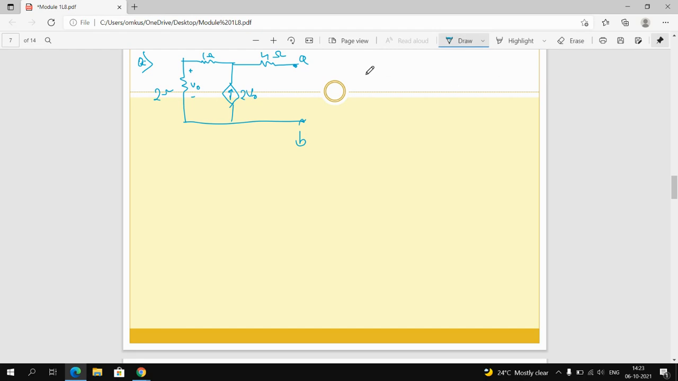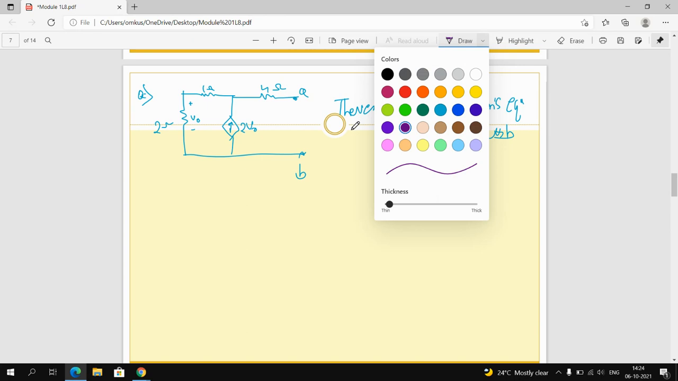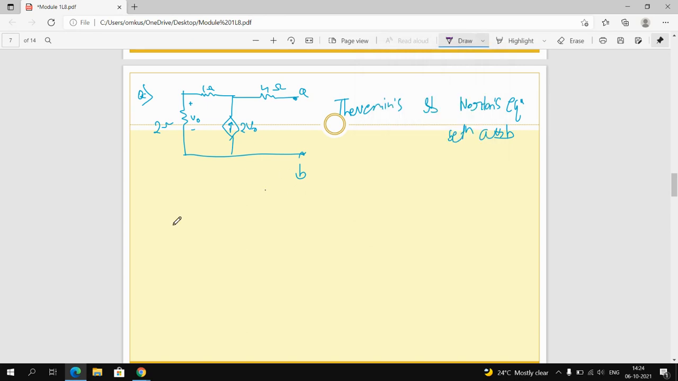And you need to find out the Thevenin's and Norton's equivalent circuit between A and B. So the question asks such a type in your exam. ऐसा कोई सर्किट आपको दिया रहेगा, ऐसे कोई भी दो टर्मिनल के अक्रॉस आपको इक्विवेलेंट सर्किट ड्रॉ करने को कहा जाएगा, या फिर फाइंड आउट द इक्विवेलेंट रेजिस्टेंस। ऐसा कहा जाएगा। सो हाउ टू प्रोसीड दैट क्वेश्चन?